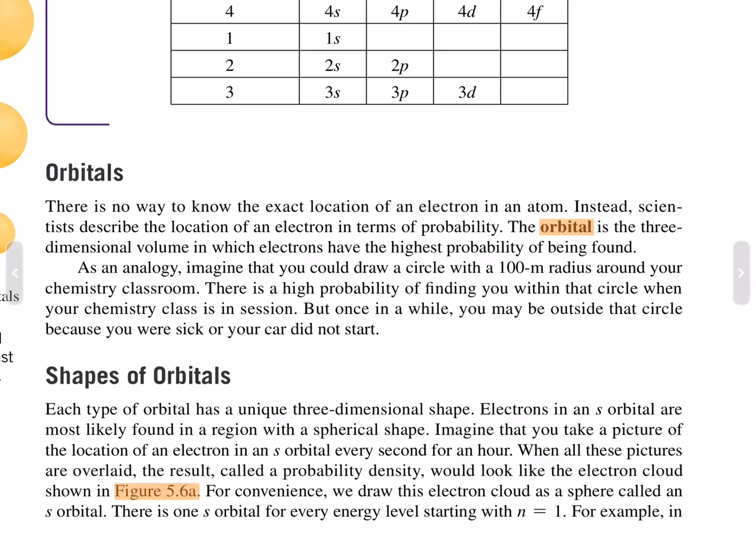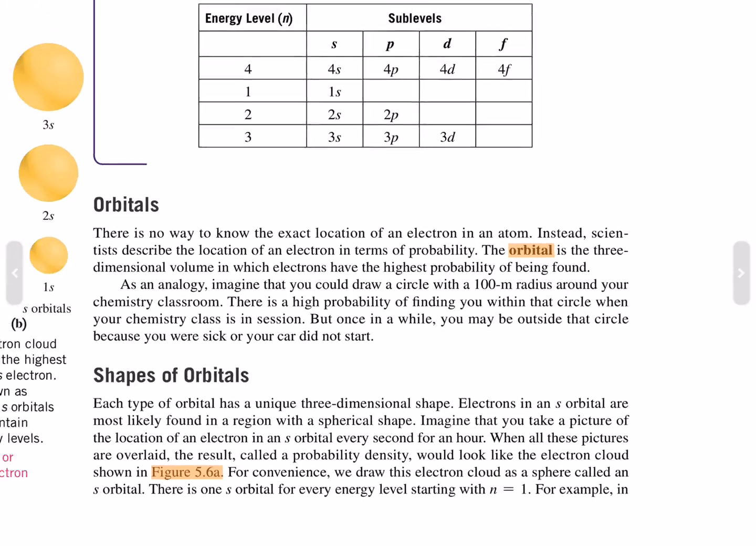Shapes of orbitals. Each type of orbital has a unique three-dimensional shape. Electrons in an s orbital are most likely to be found in a region within a spherical shape. Imagine you take a picture of the location of an electron in an s orbital every second for an hour. When all these pictures are overlaid, the resultant, called probability density, would look like an electron cloud shown in figure 5.6a. For convenience, we draw this electron cloud as a sphere called an s orbital. There is one s orbital for every energy level starting with n equals 1.